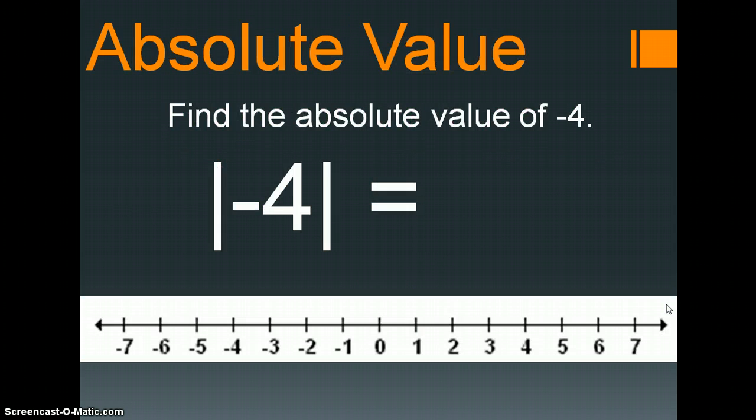So, for an example, if we find the absolute value of -4, we're going to start at -4, and we're just going to see how many spots away from 0 -4 is. So we count over 1, 2, 3, 4. Since -4 is 4 spots away from 0, then our answer is +4.